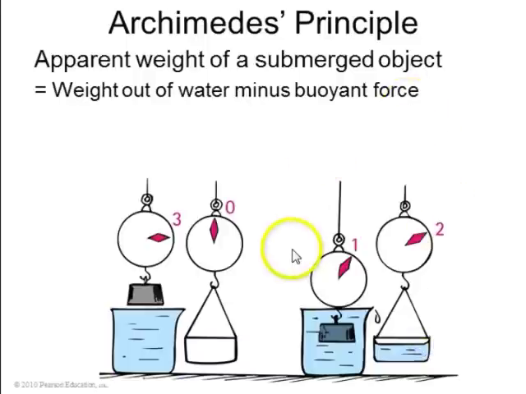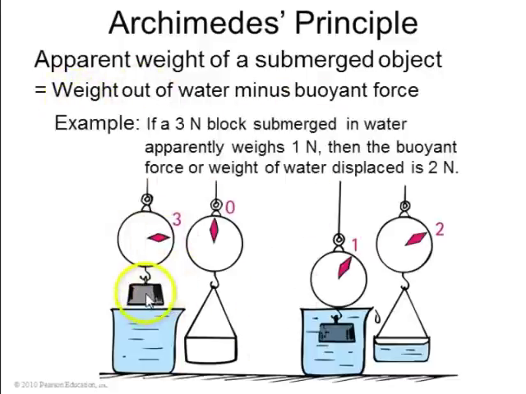Here's an example. The apparent weight of a submerged object is equal to its weight out of the water minus this upward buoyant force. For example, we have a block here hanging from a spring scale, and the block weighs 3 newtons when it's outside of the water. You dip it into the water, and you'll find that its apparent weight is now down to 2 newtons, because there's an upward buoyancy force of 2 newtons on it. And the water displaced has a weight of 2 newtons. The fact that those are equal is Archimedes' principle.